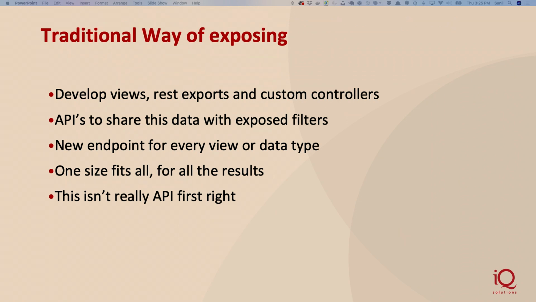We spoke about these three different technologies on the front end for different types of techniques. But the next part is how do we expose this data? And the traditional way of exposing this data is you develop a view, you do a REST export, you build your custom controllers, and you have APIs to share this data with exposed filters. What this really leads to is every time a client has a need, you're coming back and developing a brand new view or a brand new API for them, and you're expecting that those results will match everybody's needs. The filters that you provide, the sorting and the conditions and everything will be great, and it's one size fits all, and we never see that happening.